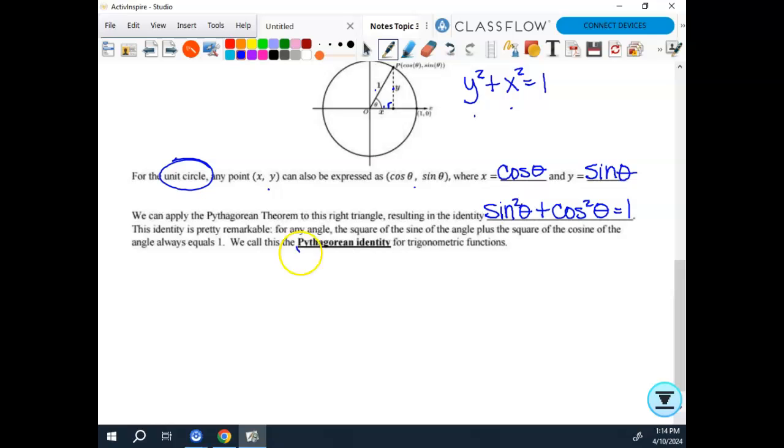And this is called the Pythagorean identity. This one you have to know. If you know this one, it can lead us to a couple other things, all right? Sine squared plus cosine squared equals 1. We good on that?